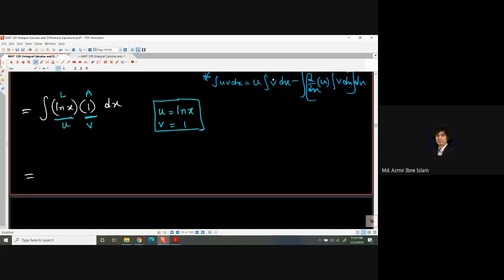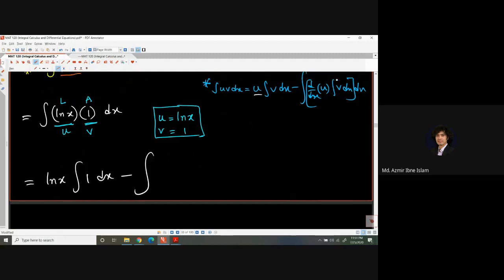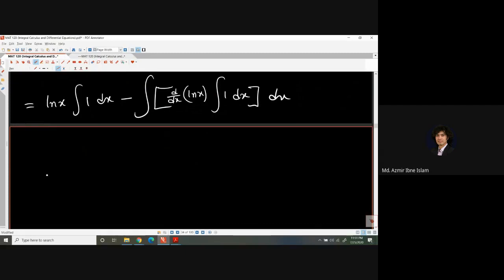So here you can see that at first u is coming, so u means natural log of x, times the integration of v, where v is 1 dx, negative the total integration here. Inside this part we have d/dx of u, so d/dx of natural log of x times the integration of v dx, so v is 1 again, dx. Now we know that the integration of 1 in terms of x is actually x.